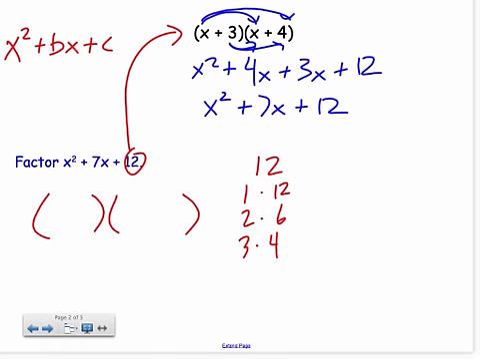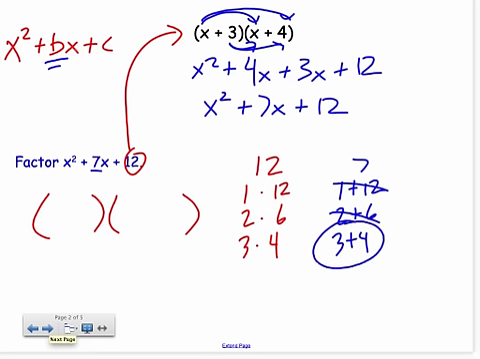Right? Because we're saying that the factors of c need to add up to the b term, which in this case is 7. So which one of these adds up to 7? 1 plus 12? Nope. 2 plus 6? Nope. 3 plus 4? Yes. So that's what I'm going to use. I'm going to use 3 and 4.